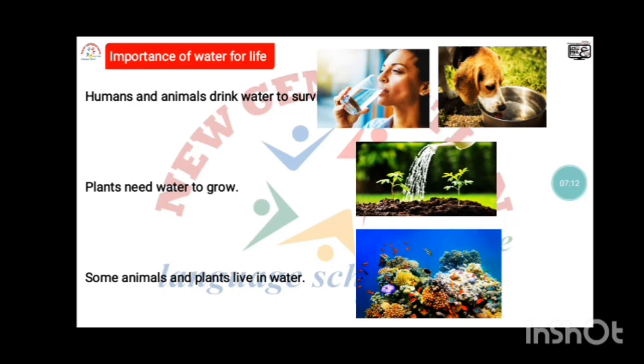Now, what is the importance of water for life? Who can tell me? Super. Number one, humans and animals drink water to survive. Number two, plants need water to grow. Number three, some animals and plants live in water.